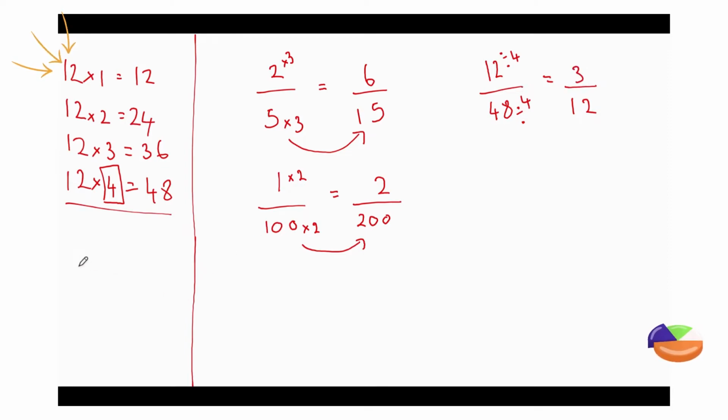But just to double check, I could say 1 times 4 equals 4, 2 times 4 equals 8, and 3 times 4 equals 12. So let's just check. We've got a 12 here, we've got a 4 here, and the only number left in this expression is a 3. So here we are. Okay.